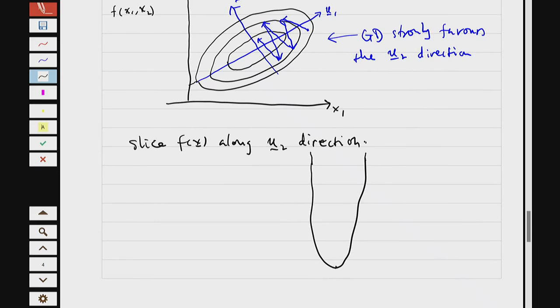But because of this, GD will point you, okay, one step, you would go here, and let's say it's narrow enough that it goes here in this extreme case, and then you get bounced to the other side and bounce like this. So clearly there's a ping-ponging there, and it takes a long time to get to the optimal point.